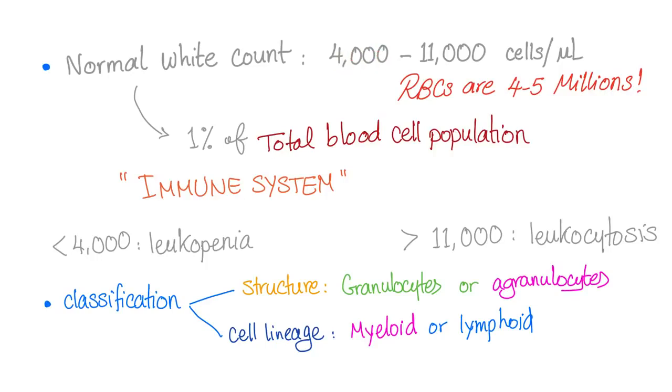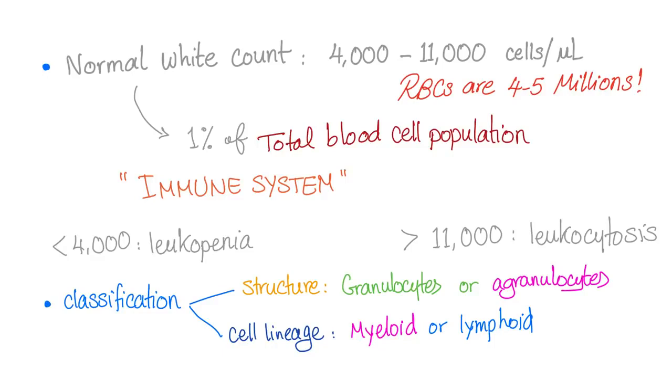Less than 4,000, and you have a condition called leukopenia. Penia means few or a deficiency. More than 11,000, you have leukocytosis. Classification of the white blood cells, as you know, depending on the cell lineage, you have myeloid or lymphoid. According to the structures, you have granulocytes or agranulocytes. Granulocytes include neutrophils with their neutral granules, eosinophils with their eosinophilic granules, basophils with their basophilic granules. Agranulocytes, anything else, such as monocytes and lymphocytes.